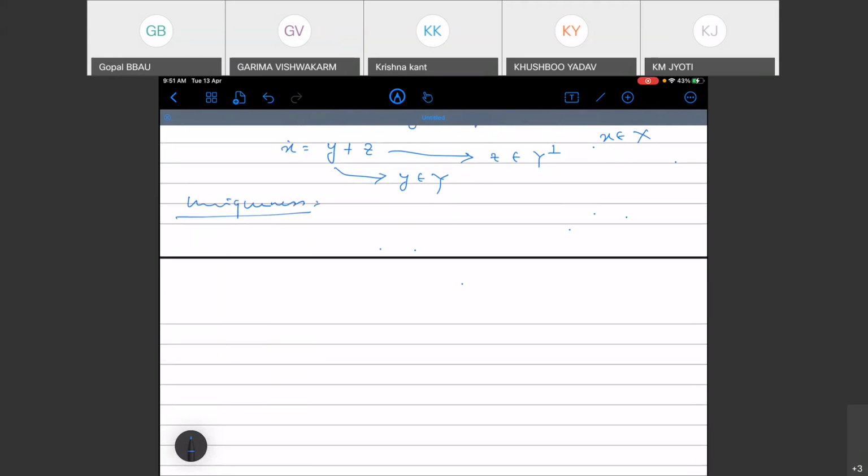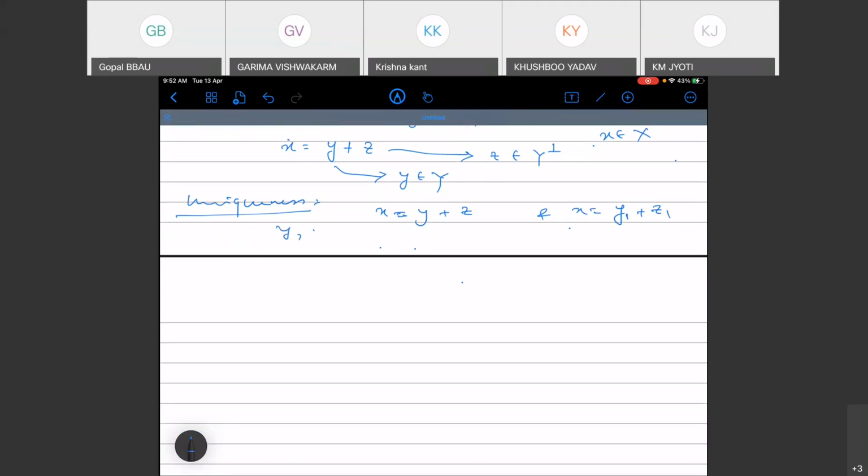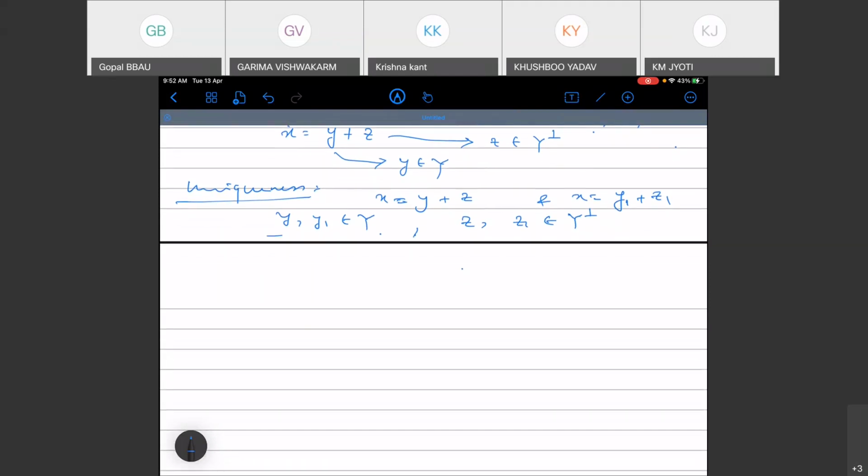Uniqueness part is easy. Suppose there are two representations. Suppose x can be represented as y plus z, and x can be represented as y1 plus z1. So both y and y1 belong to Y, and both z and z1 belong to Y perp. Suppose this is true. Since y and y1 both belong to Y, this means y minus y1 belongs to Y.